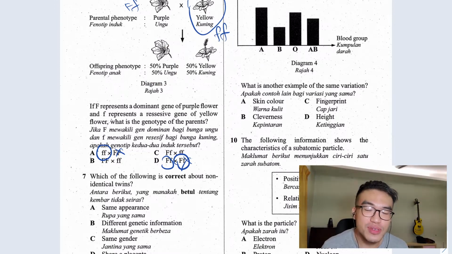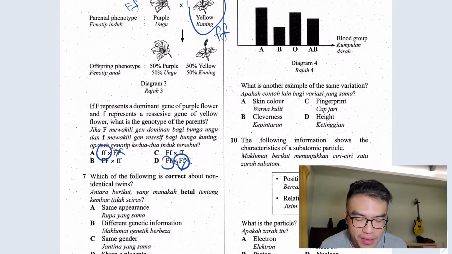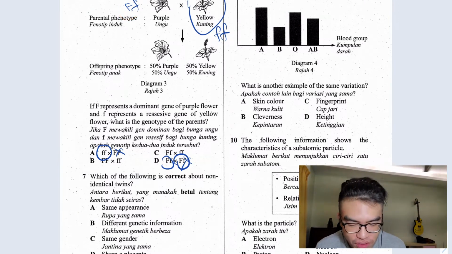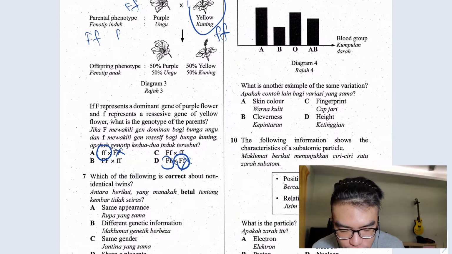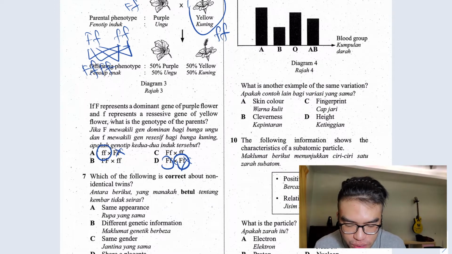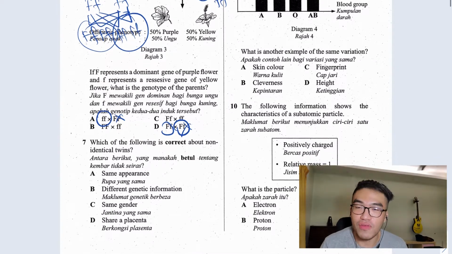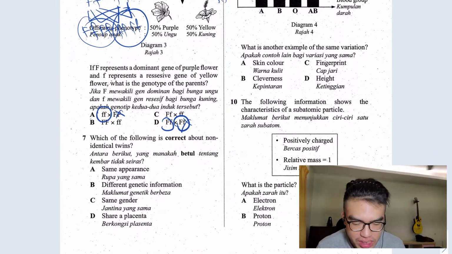You can do this by trying the answers one by one, or if you have done these questions for very long, you know that this is the answer, because if you cross these two together, you would produce two purple flowers, and of course you would produce two yellow flowers. So that would be our answer, C.